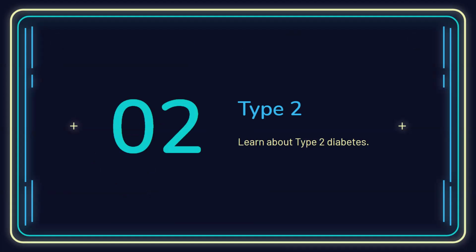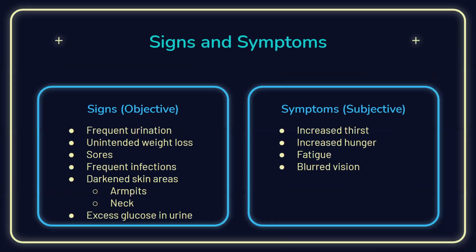So now we're going to talk about type 2 diabetes, which is the most common type of diabetes. So first we have the signs and symptoms again. The signs are going to be the objective, like measurements, things you can observe from the outside, and then symptoms are going to be what the person is feeling.